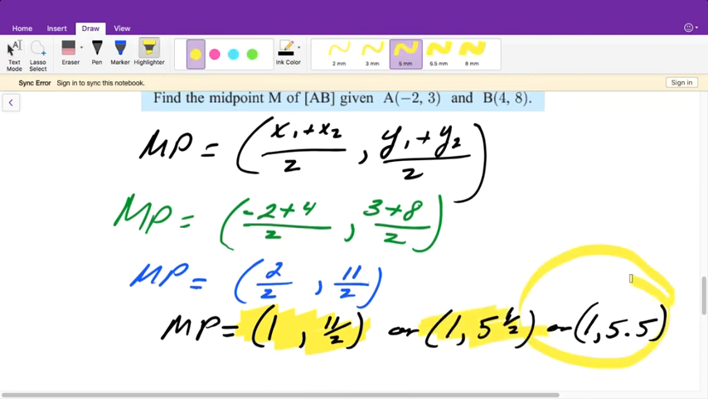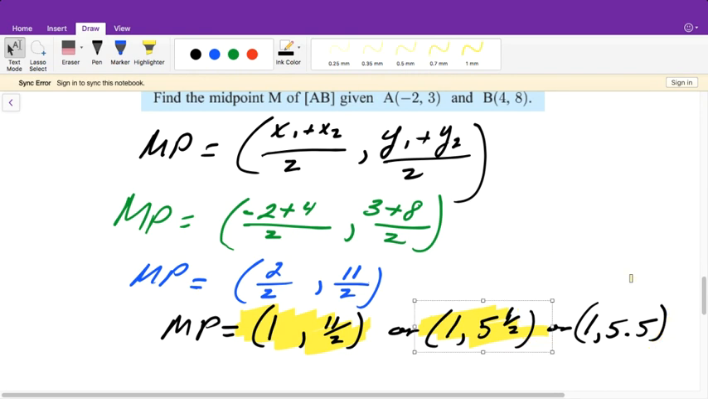But I probably wouldn't ever write it as 5.5 because in the future, I don't think your teachers would really allow you to write it like that. But either way, for now, as long as you're showing me you know how to do the midpoint formula, they're all acceptable for right now. All right, there's one more example, and that's it for this video.